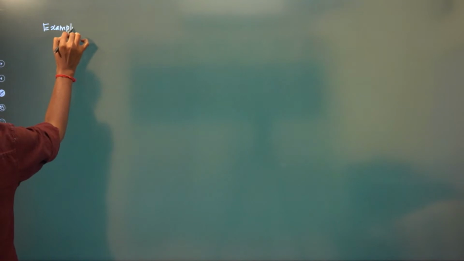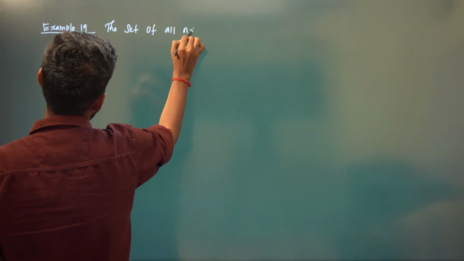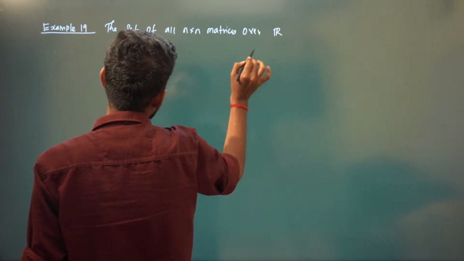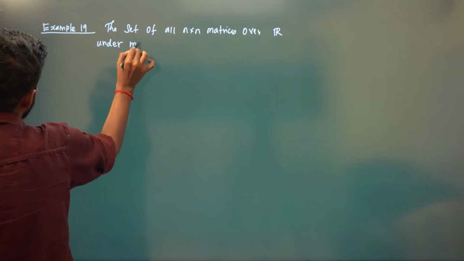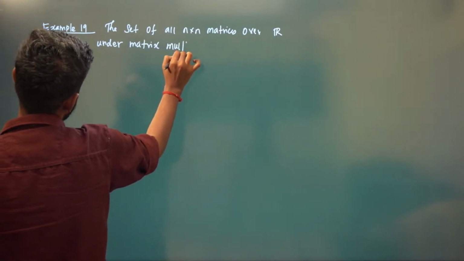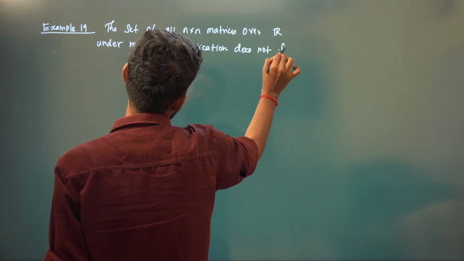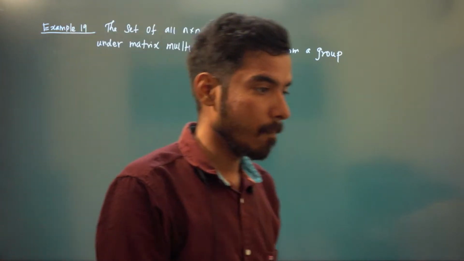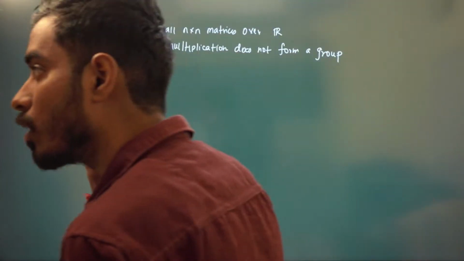Example 19. The set of all n cross n matrices over real numbers, it can be R, Q or C also, under matrix multiplication does not form a group. Why? Why does it not form a group?